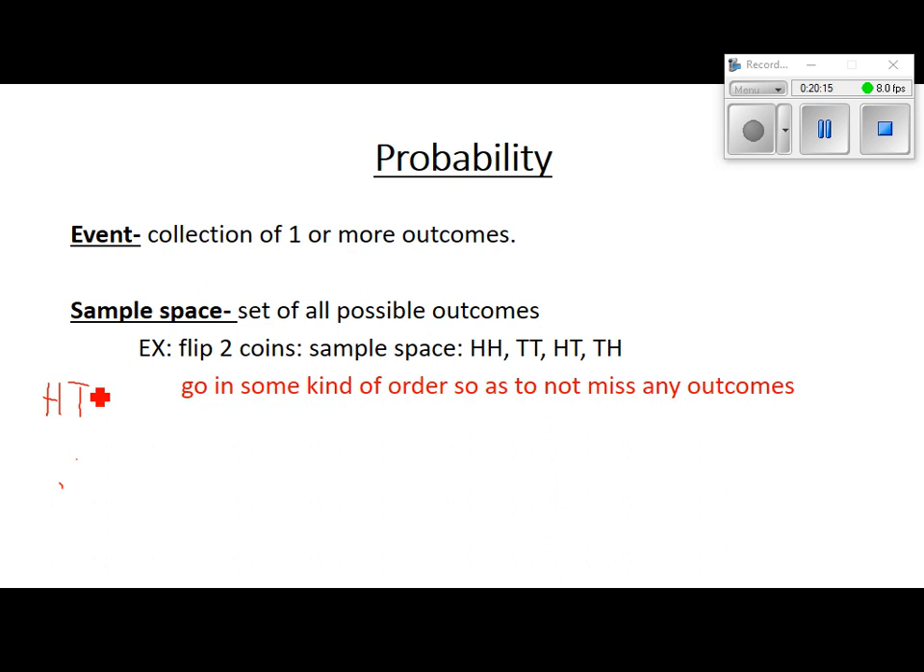Alright? You want to go in some kind of order. If you're going to list the whole sample space, you want to go in some kind of order so you don't miss anything. So let's say I was going to pick 2 of your names out of a hat. What are the possible names I could pick? Kylie and Kendall.